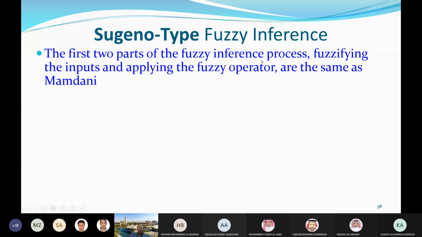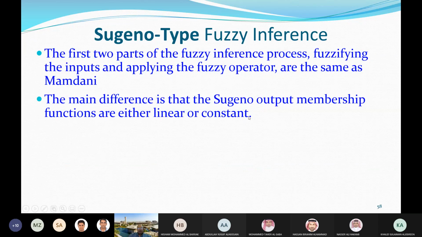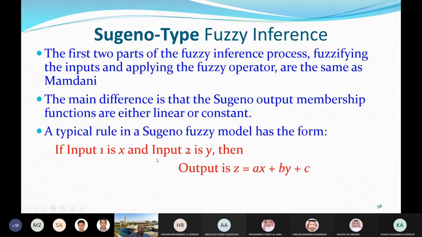The first two parts of the fuzzy inference process, fuzzifying the inputs and applying the fuzzy operator, are the same. The antecedent part is the same. The main difference is that the Sugeno output membership functions are either linear or constant, and you can numerically calculate it.